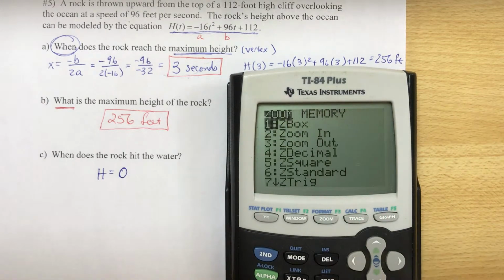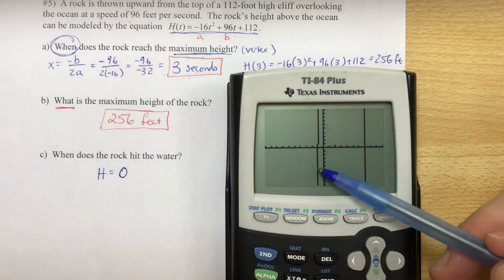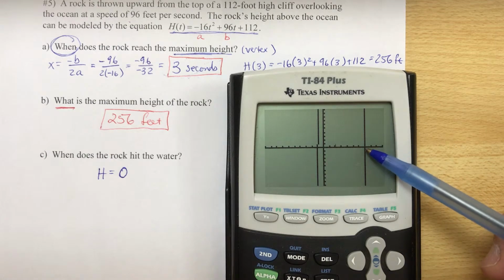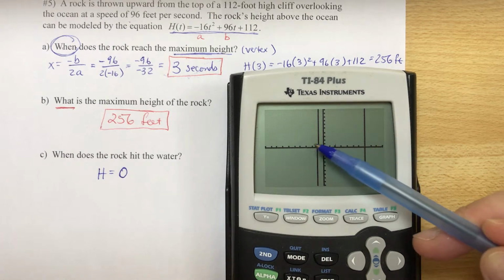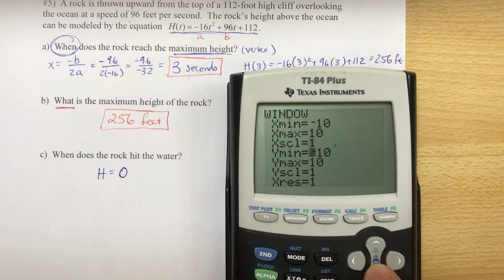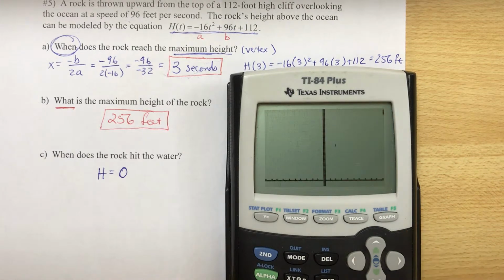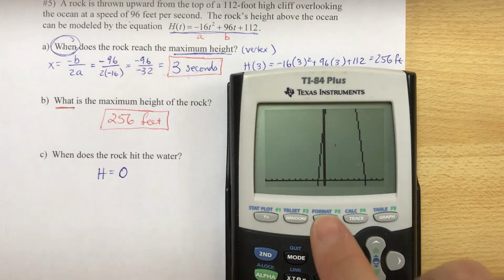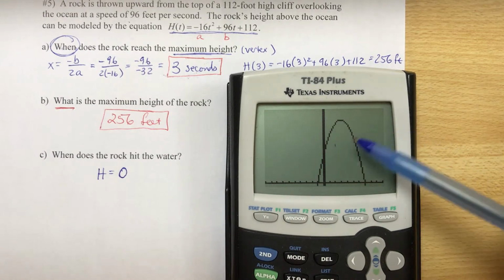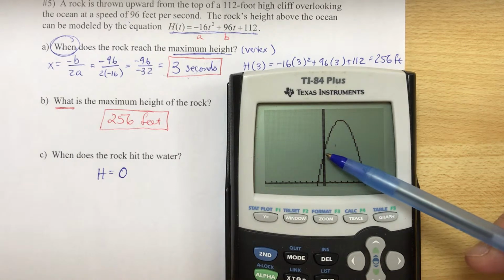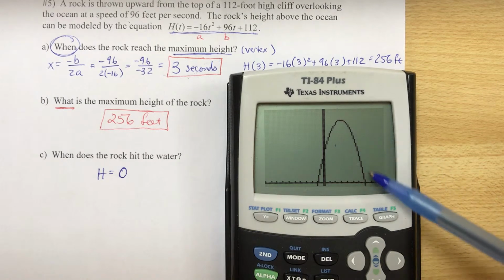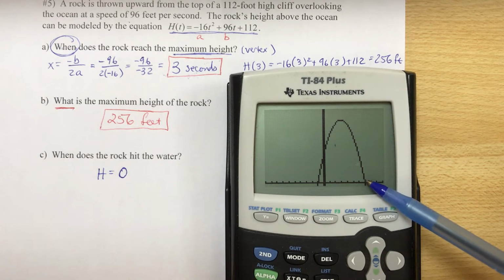So let's go graph. Okay, we went up. Now, obviously, we're not seeing very high, but we turn, we come back down. Where do we hit? The water would be where the height is 0. So I'm going to change my window again. Oh, wow, we're even going higher than that. Let's see if that's enough, 300. Okay, so here's the cliff. We start at 112 feet. We throw the rock up, it goes up, and comes back down. Now it hits the x-axis here.